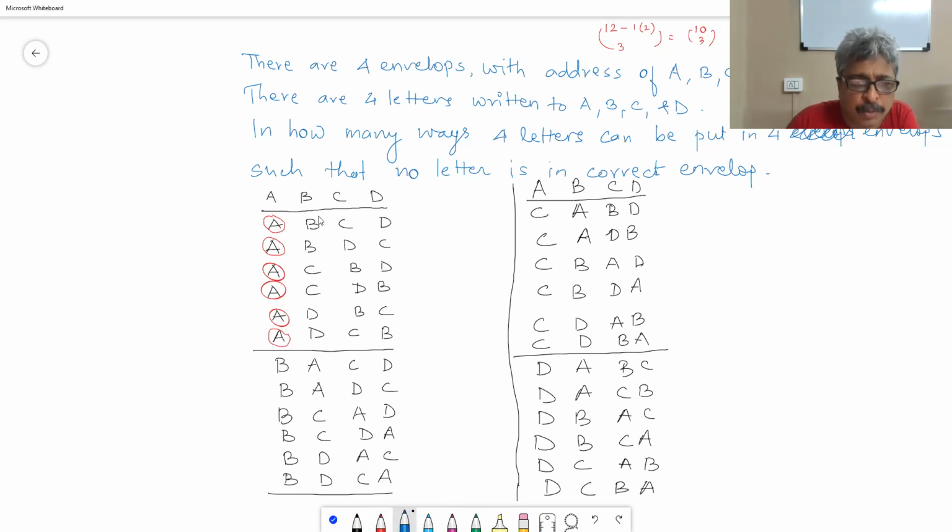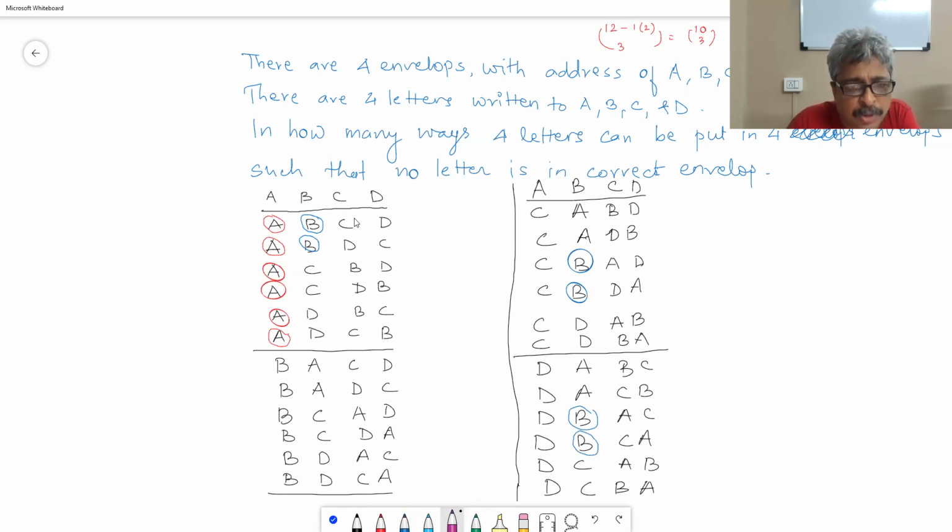Because B is in correct position, this is gone, this is gone, this is gone, this is gone, this is gone and this is gone. Because B is in correct position.